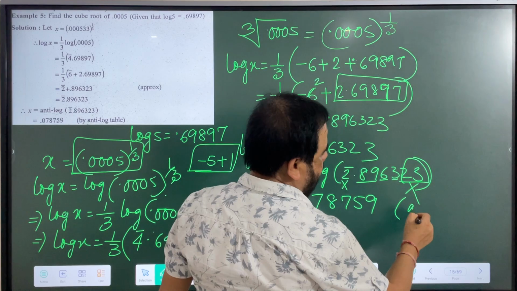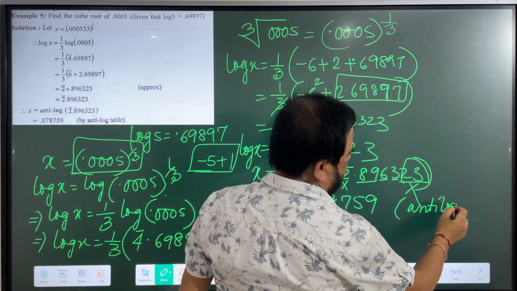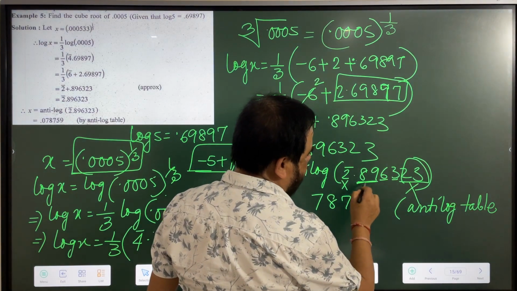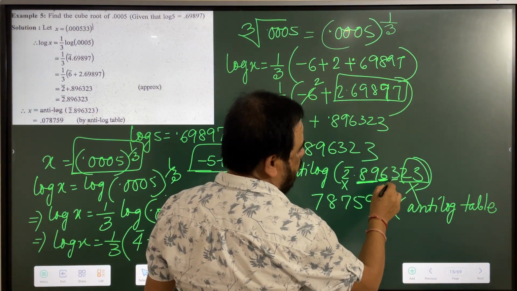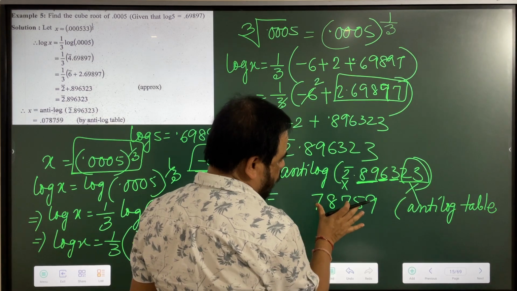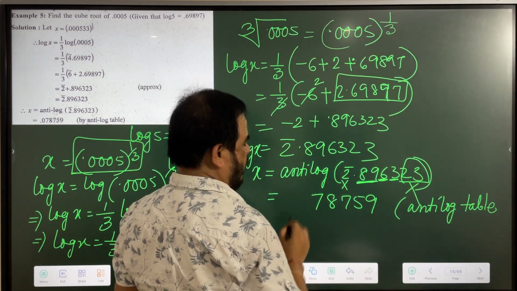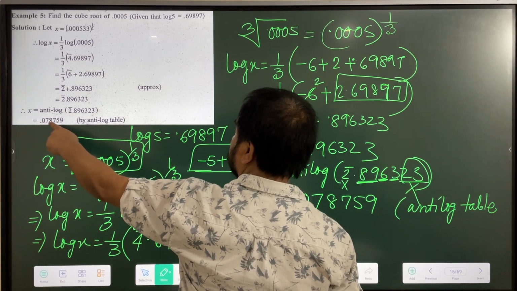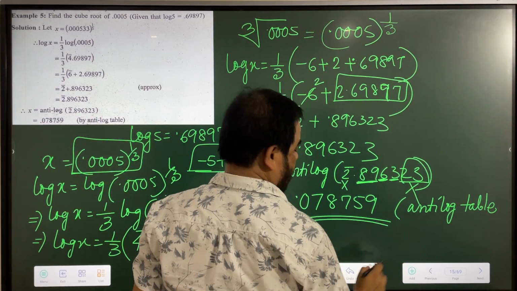Antilog table I already explained. What will you check first? First 0.89, then you will go to 6, then the mean difference 3. So you do the calculation and we have got this. So 2 bar is there, so 10 to the power minus 2. Then decimal, 0.0078759 is the answer.